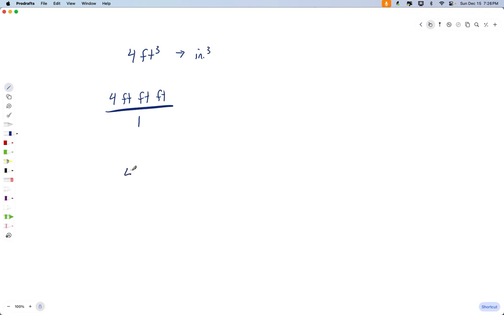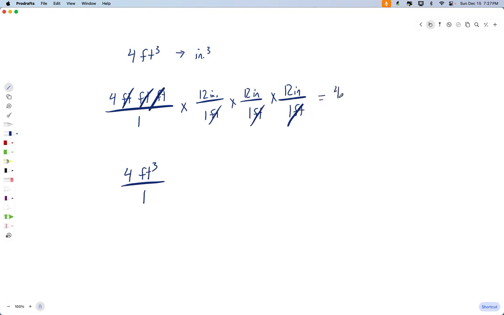4 foot cubed over 1. This is the long way, this is the short way. We want to go to inches cubed, so what I would do is I would say 12 inches over 1 foot, and that would cancel one of the feet. 12 inches over 1 foot, that would cancel another one of the feet. 12 inches over 1 foot, that would cancel another one of the feet. And I would have 4 times 12, 3 times, and inches, 3 times. That is the right answer.